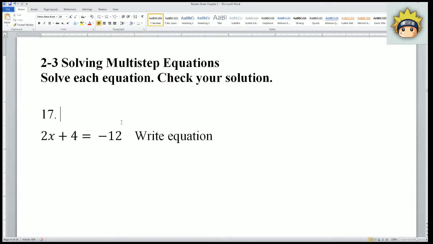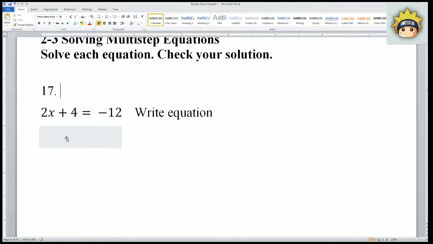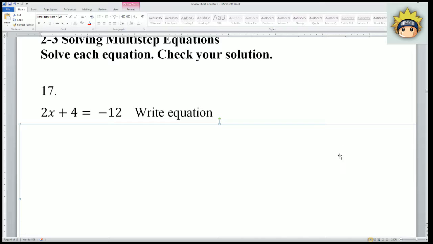Okay. Before we start, I just want to clarify what solve means. To solve each equation means to get the variable alone, to get the variable on one side and to have stuff on the other side. Alright, so number 17, we have 2x plus 4 equals negative 12. Alright, the first step is to rewrite the equation.